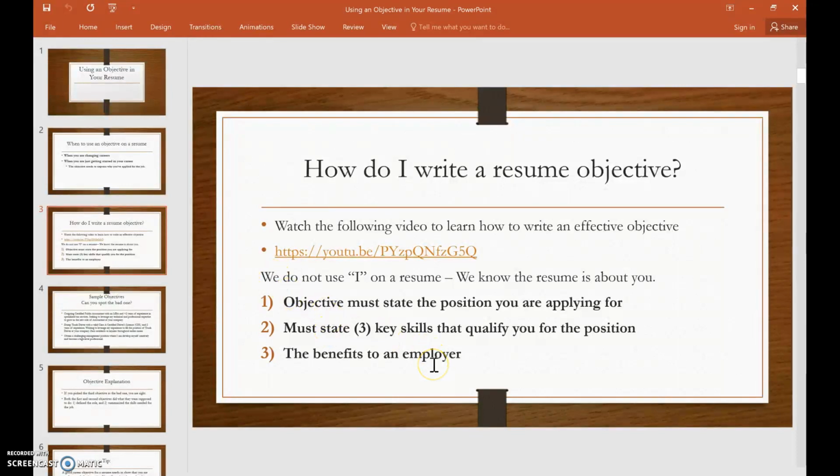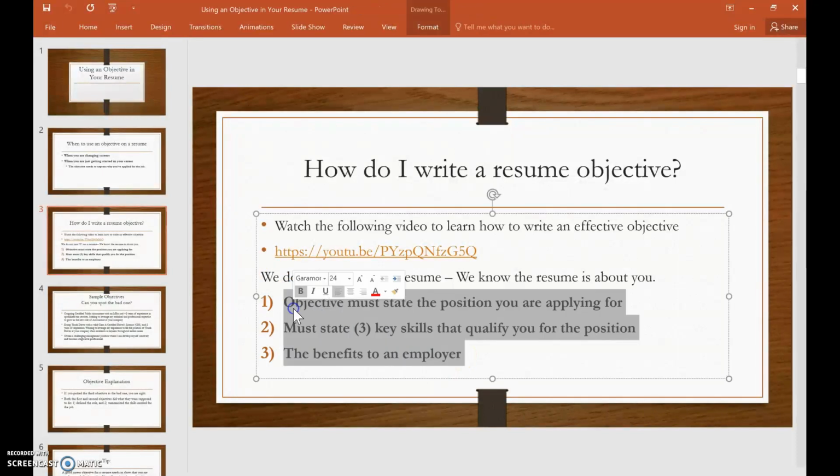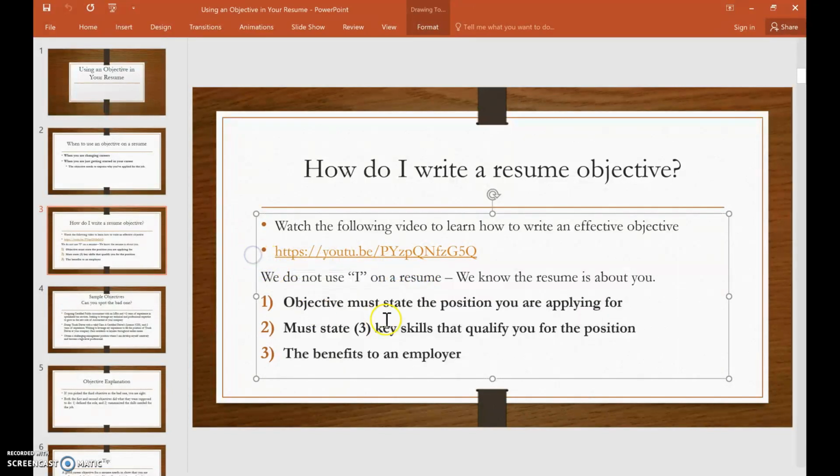I'm going to assume that you went out and watched the video and you are back here now with me, and these are the things that you learned from watching that video. When you write an objective, it states exactly the position you are applying for. So if you are applying for the waitress position at Applebee's, then in your objective, I will see the title waitress position at Applebee's.